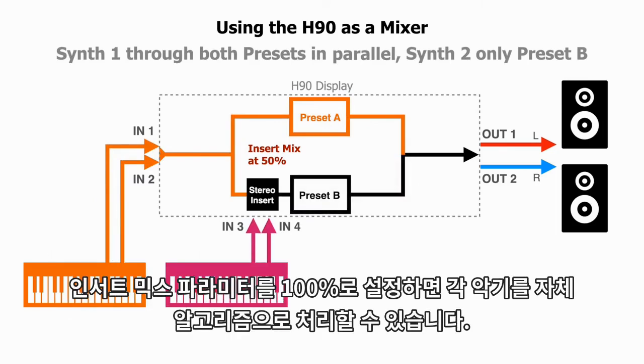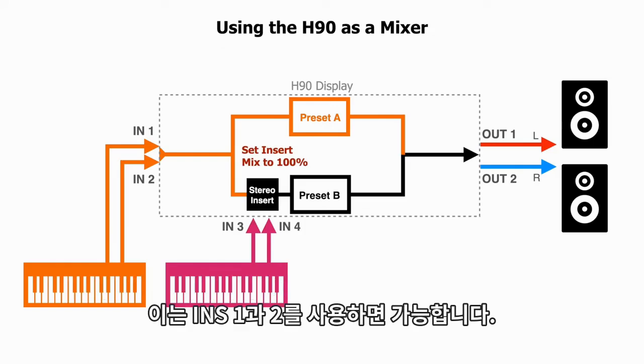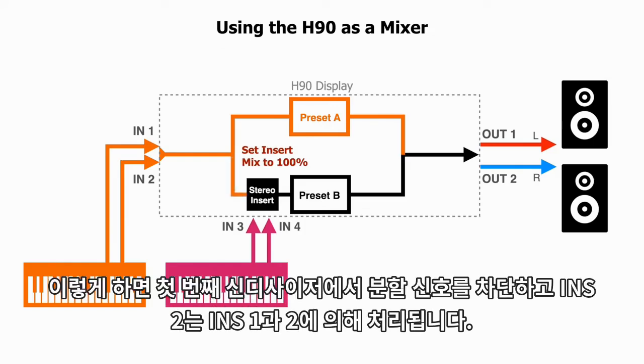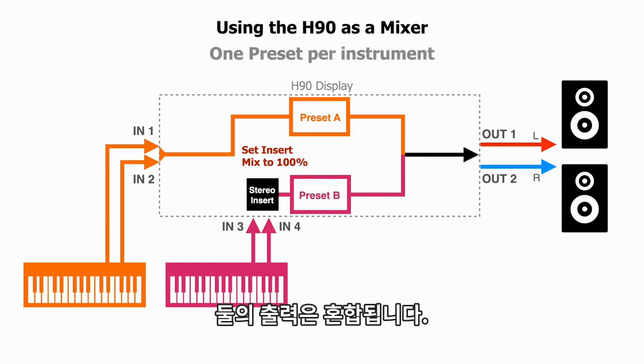By setting the insert mix parameter to 100%, it's possible to process each instrument with its own algorithm. Doing so will cut off the split signal from the first synth and only direct it to preset A. The second synth will only go through preset B. The output of both will be mixed.